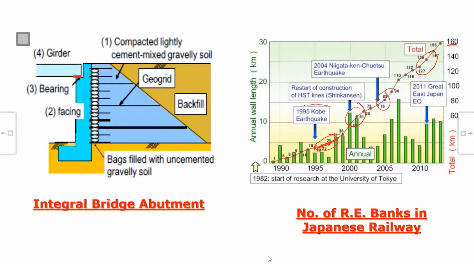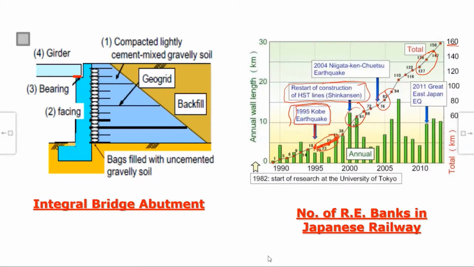In 1995, you must be knowing, there was the famous Kobe earthquake, after which all codes and many things the world over changed about dynamic analysis. And because they found in 95 that RE structures gave better performance, there was a spurt in construction of RE. Secondly, this is the start of reconstruction. This was year 2000, start of construction of the HST line, Shinkansen. In between there was some slowdown. From here again they started.